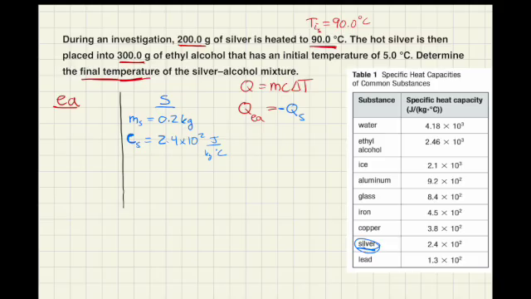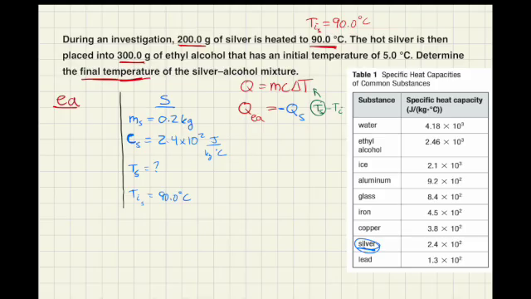And our delta T, right? If I want to get into a more raw equation, it would be TF minus TI. And the reason why you might want to do that is because you're trying to find what TF is. So I'm going to split the delta T into two variables here. We don't know what TF is. And we also know that the initial temperature of silver is going to be equal to 90 degrees Celsius.